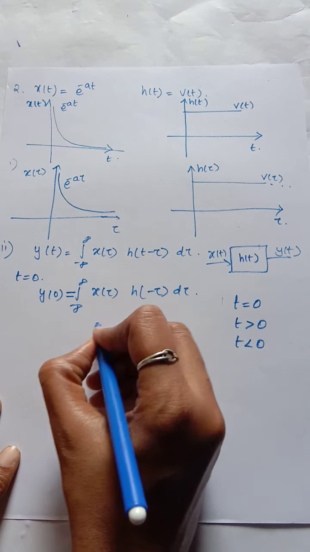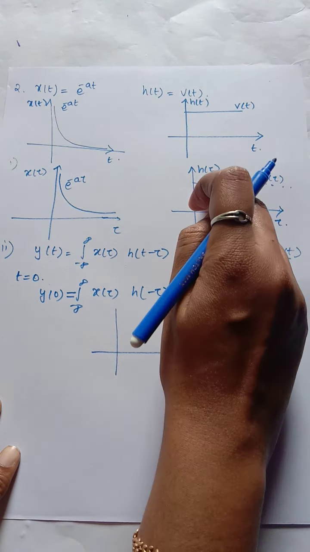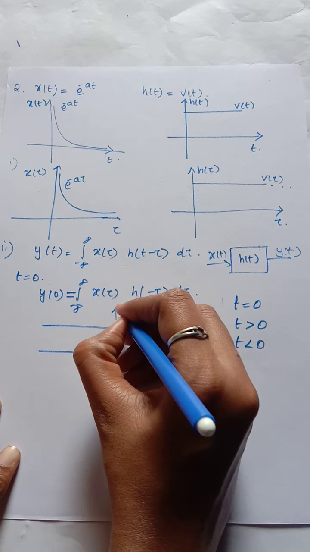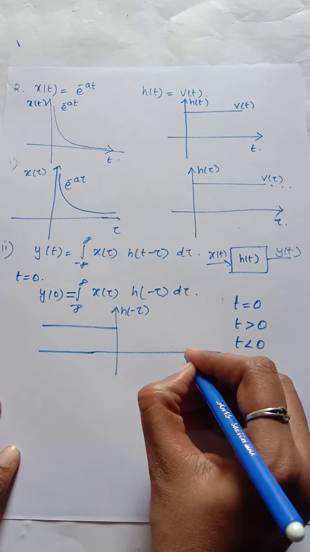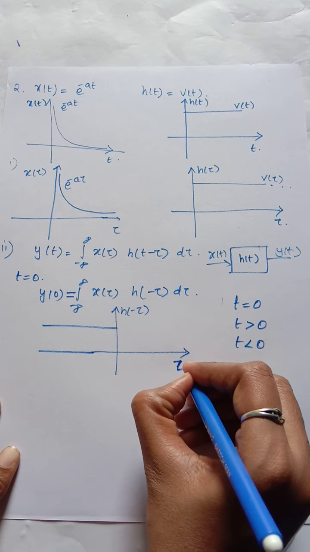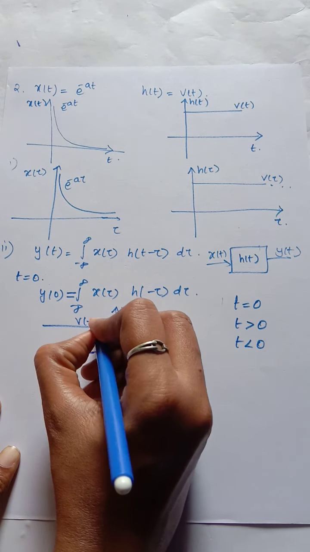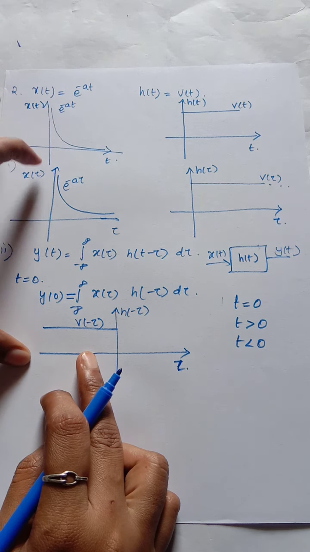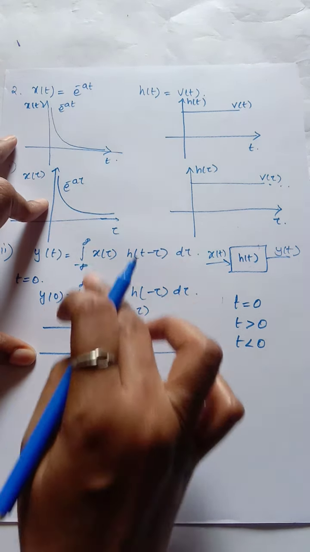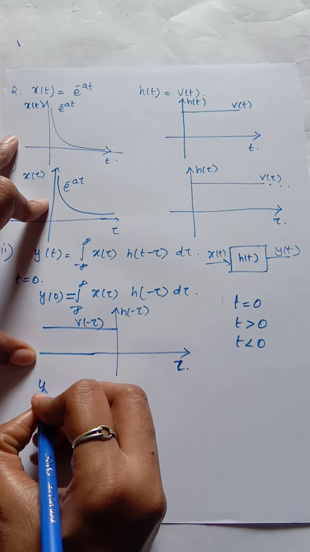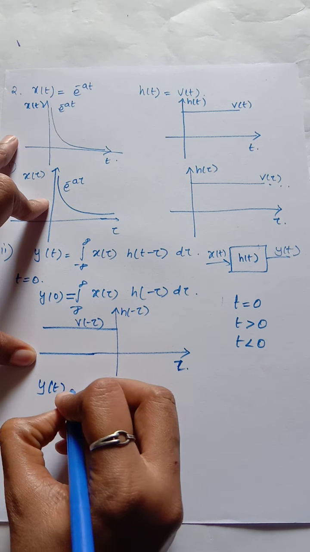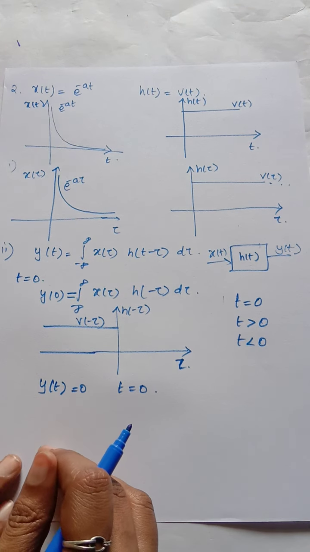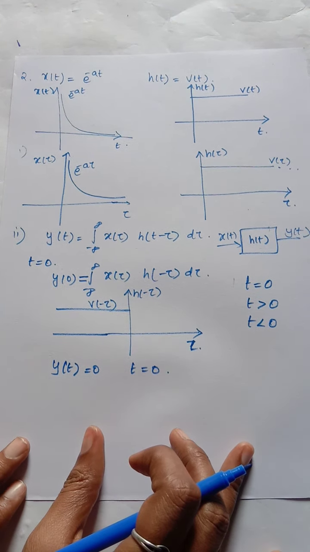Now I am going to find h of minus tau. When you find h of minus tau, you will have the reversal. So this is h of minus tau, this is tau, and this is u of minus tau. Now multiply with this exponential signal. So this is your exponential. There is no overlap between these two signals, so y of t equals 0 at time t equal to 0. This is what we have analyzed from this.